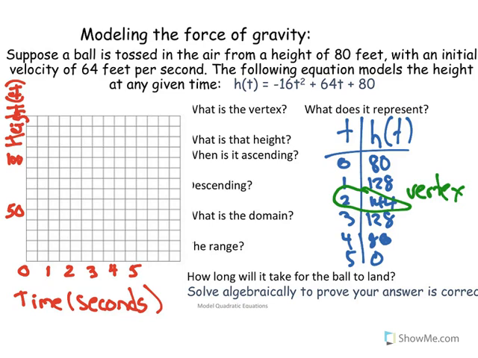So I've got (0, 80). I already labeled the graph just to save ourselves a little time here. I've got (1, 128). I've got (2, 144), which goes off my graph a little bit. My graph only goes up to 140, but I was a little bit limited there. I've got (3, 128). I've got (4, 80). And I've got (5, 0).